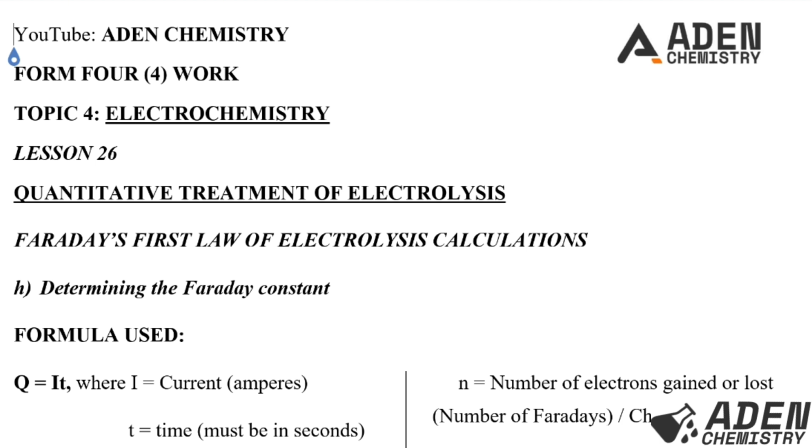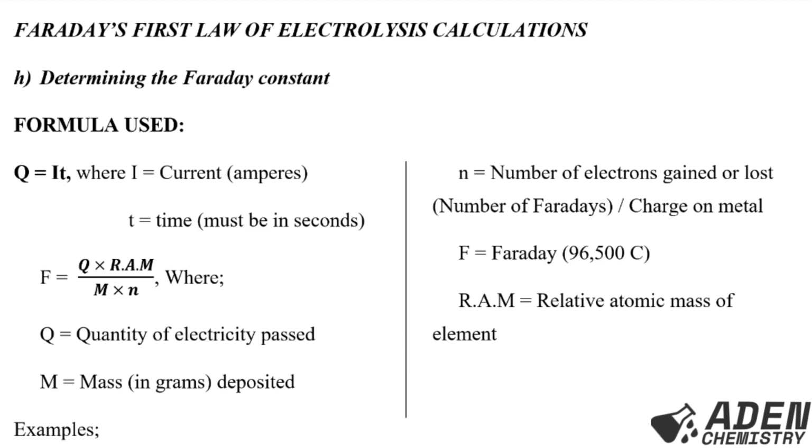determining the Faraday constant. The formula used when calculating the Faraday constant: we write F, capital letter, equal to Q multiplied by Rm divided by M times N, where Q is the quantity of electricity passed, and Q can be obtained by using the formula IT, where I is current measured in amperes, T is time, which must be in seconds.